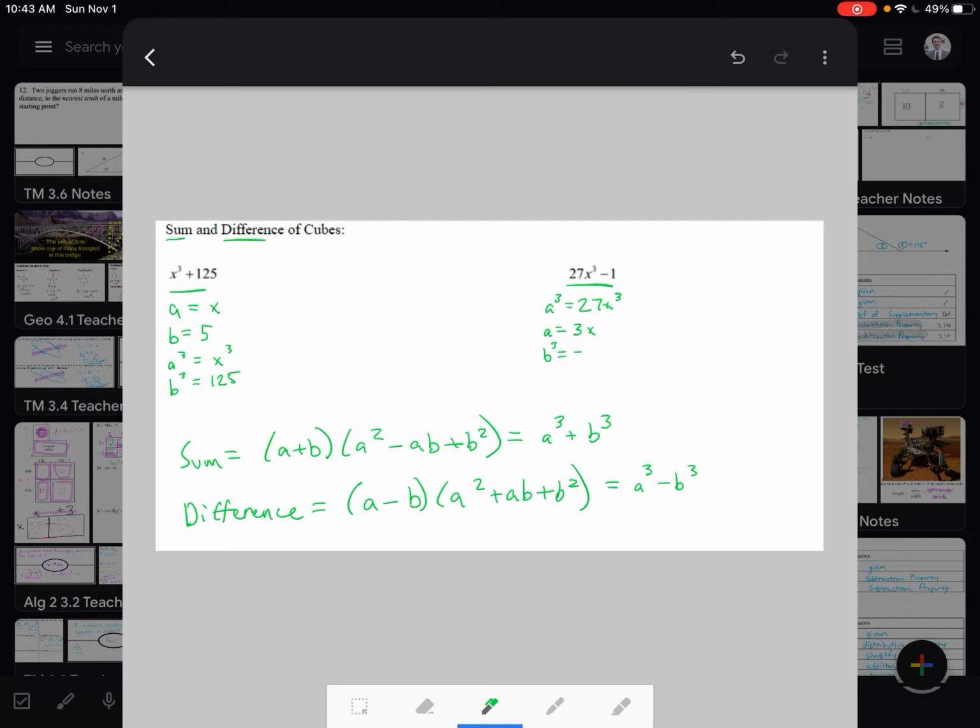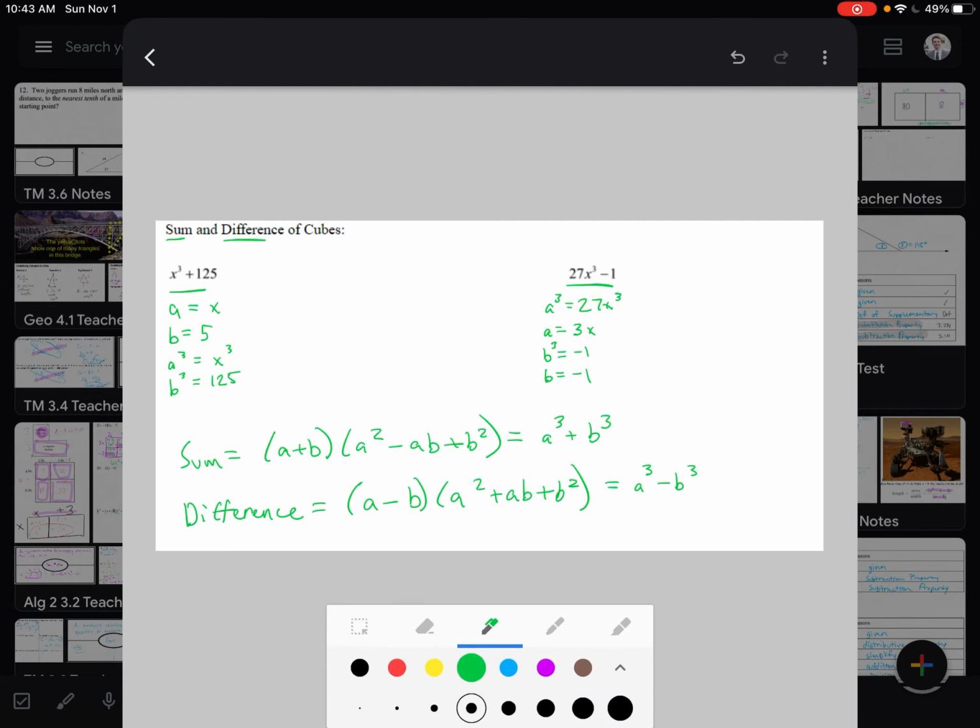Let's do the same thing for b. In this case, we have b to the third is -1. So just b is also -1, because -1 times -1 is +1. Multiply that again by -1, and we get -1.